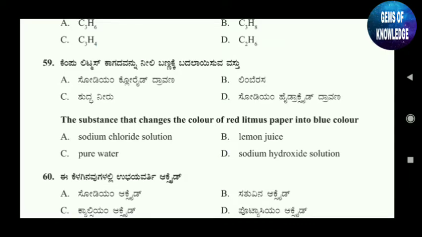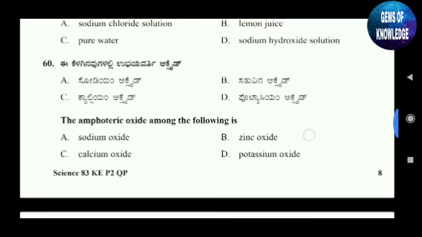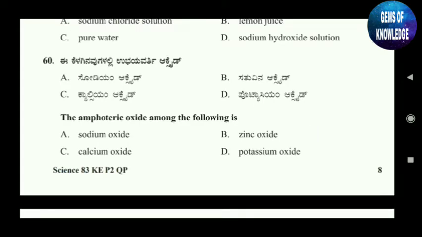Next, moving to the 60th one, the amphoteric oxide among the following is. Which among the following is the amphoteric oxide? There are two amphoteric oxides we have studied till now, that is aluminium oxide as well as the zinc oxide. There is no aluminium option here, but they have given us the zinc oxide option. So the correct option we can take here is zinc oxide.